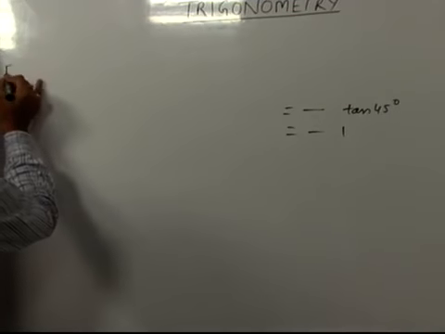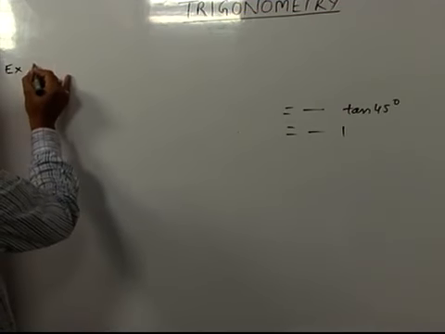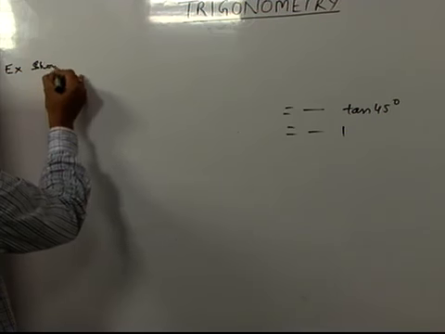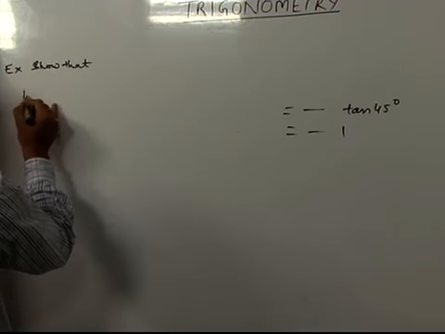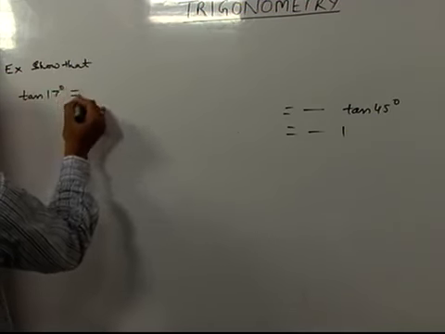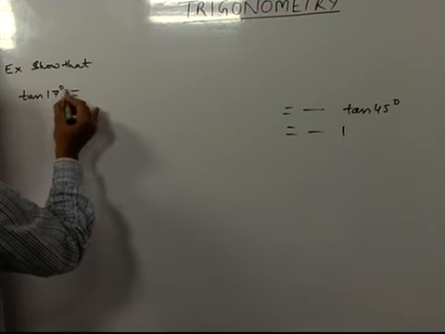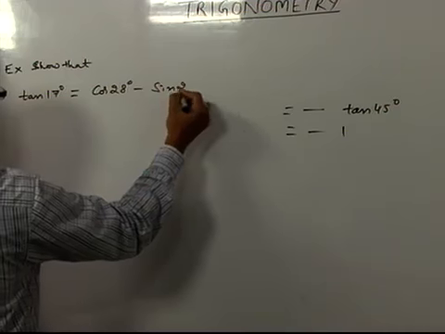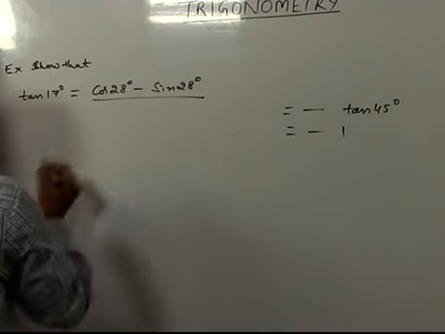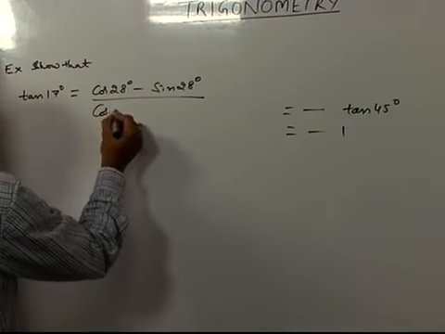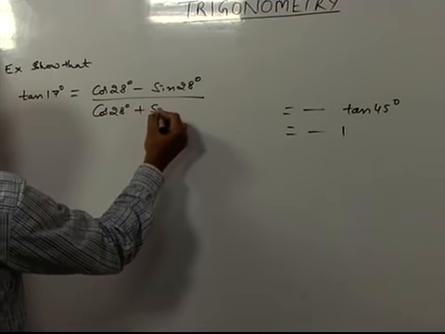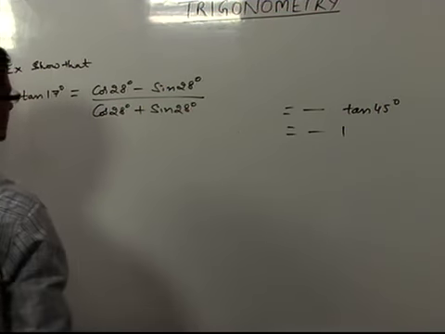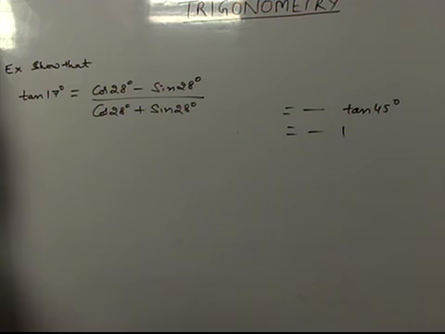Let's take another example. Show that tangent of 70 degree is equal to cos 28 degree minus sin 28 degree upon cos 28 degree plus sin 28 degree.